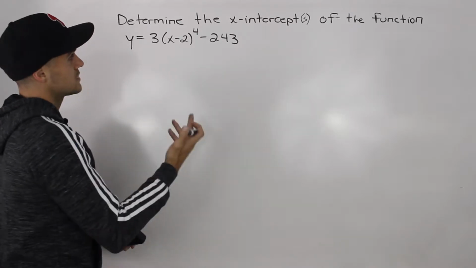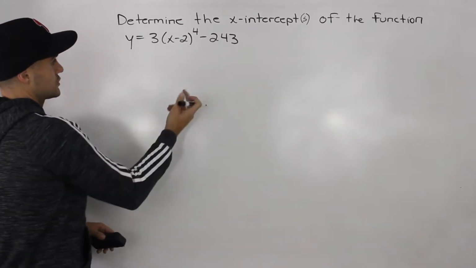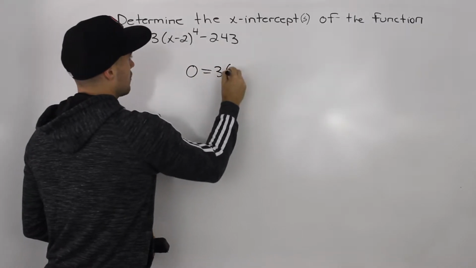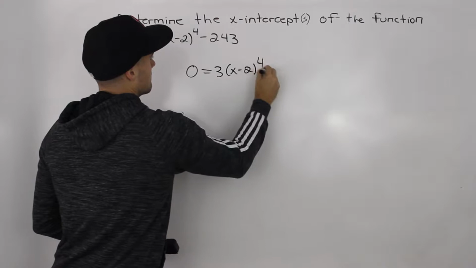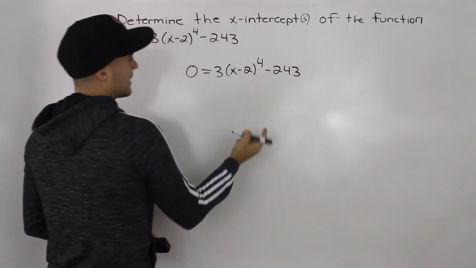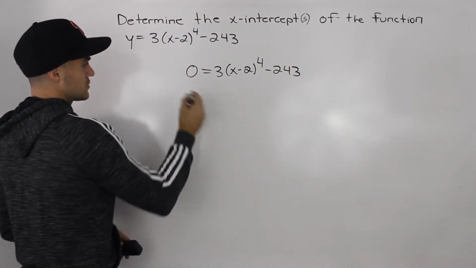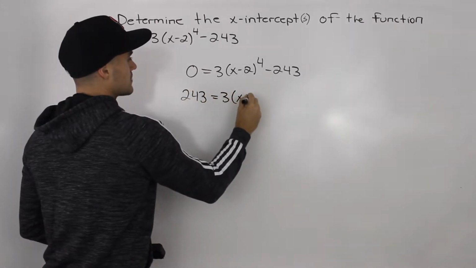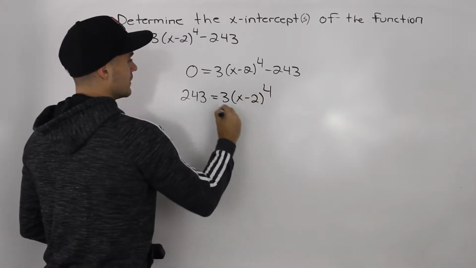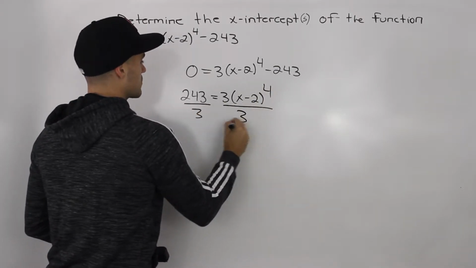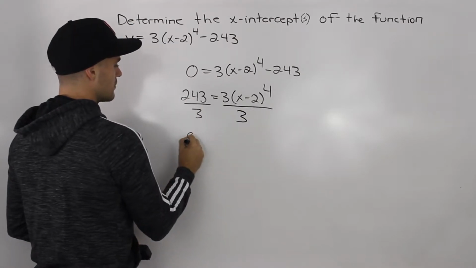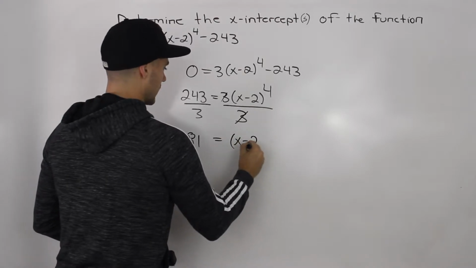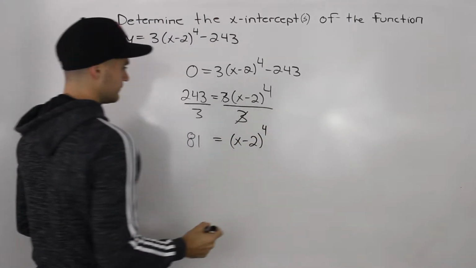So to find where the x-intercepts of this function lie, what do we do? We just set y equal to 0 and we solve for x. So we could bring this negative 243 over, so it'd be positive 243 equals 3(x - 2)^4. At this point, we can divide both sides by 3. So 243 divided by 3 is 81. These 3's cancel out, and we're left with (x - 2)^4.